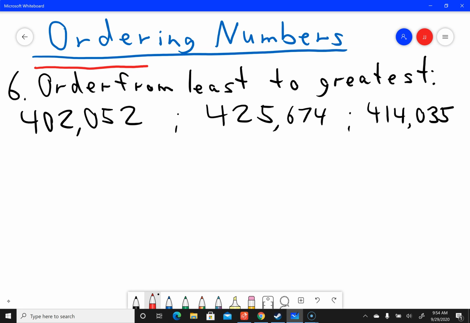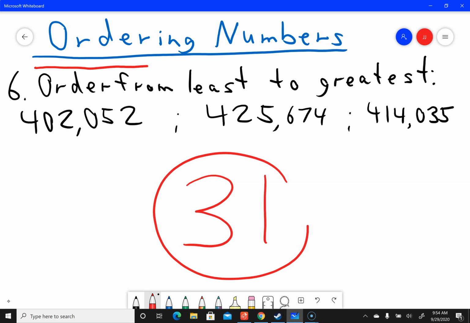Open your MyMath and go to the bottom of page 31. Again, we are on page 31 in MyMath. So open up MyMath, go to page 31, please. You can pause the video if you need time.